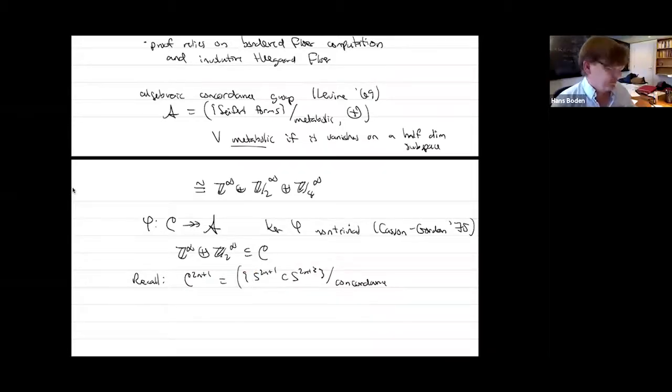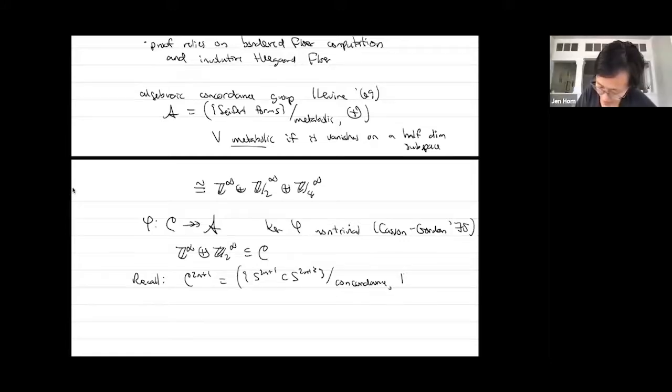So you can define the concordance group in higher dimensions. In even dimensions, it follows from some work of Kervaire that it's trivial. So we'll focus on odd dimensions. And in fact, Levine showed that in these higher dimensions, the concordance group is actually isomorphic to the algebraic concordance group. So this is for, I guess, n.